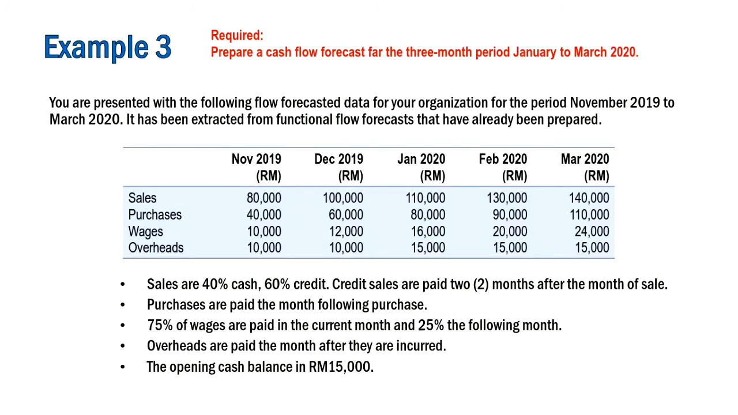This is based on different periods. Sales, okay, let's look at here. Sales are 40% cash and 60% credit. Credit sales are paid 2 months after the month of sale. Purchases are paid the month following purchase, meaning purchases in November, we pay in December. 75% of wages are paid in the current month and 25% in the following month, and overhead is paid the month after it is incurred. The opening balance is 15,000.